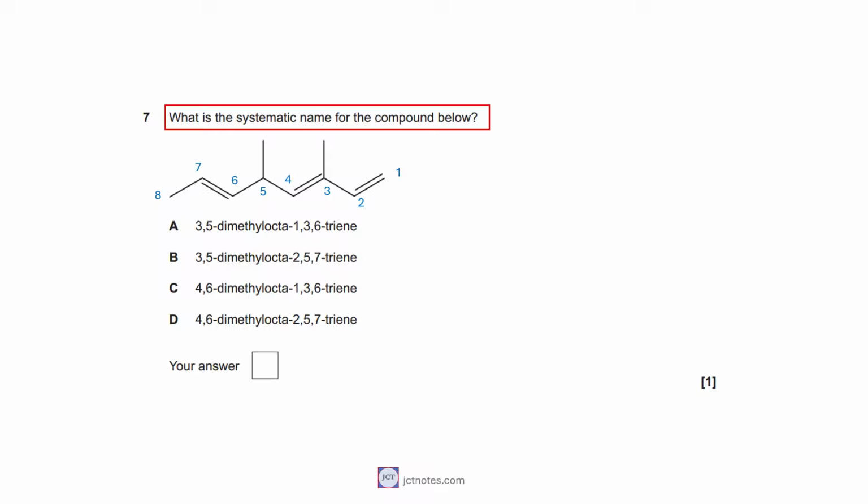The molecule has methyl groups at positions 3 and 5 and double bonds at 1, 3, and 6. So, following the naming rules, the proper name is 3,5-dimethylocta-1,3,6-triene. The answer is A.